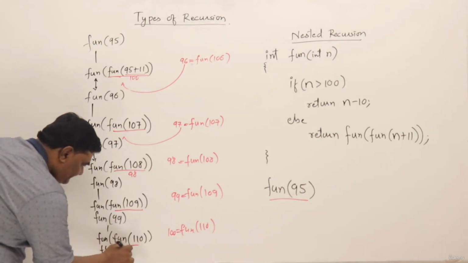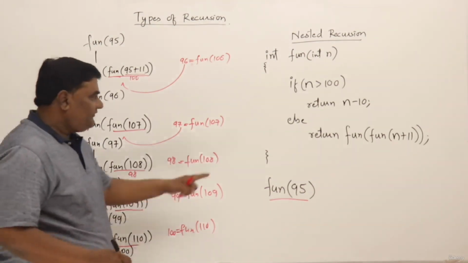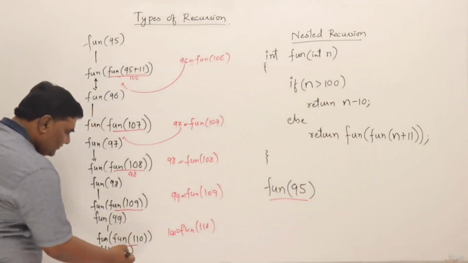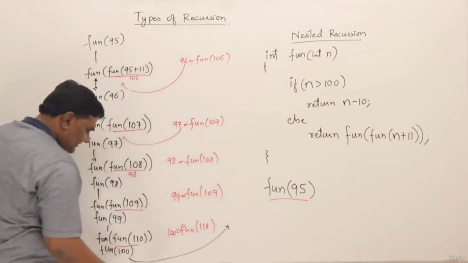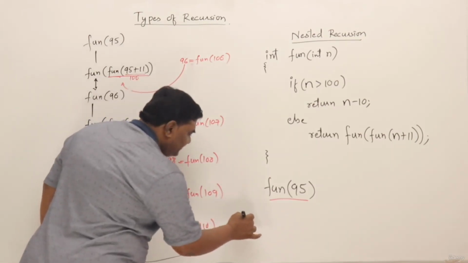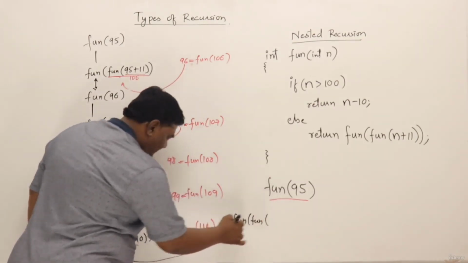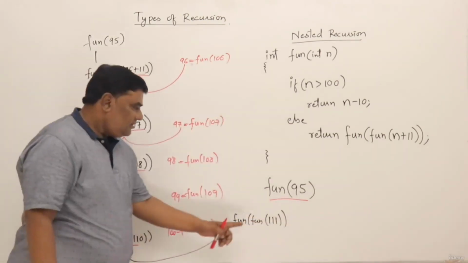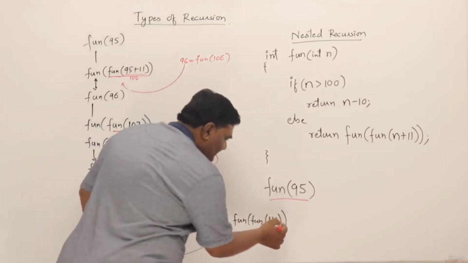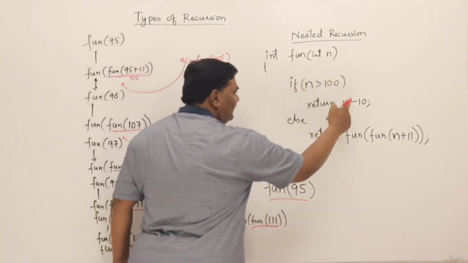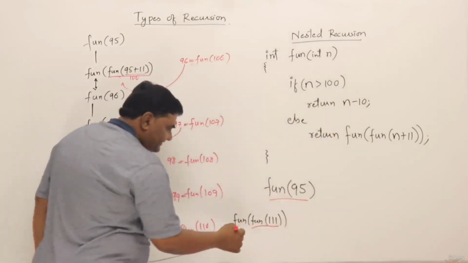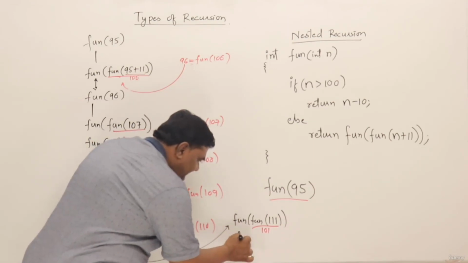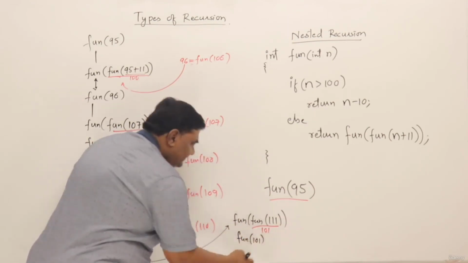So this call becomes fun of 100. Now 100 is not greater than 100, so it will enter into the else part. I have to continue here. So this becomes fun of 100 plus 11, so this is 111. Now fun of 111, this is greater than 100, so this is 111 minus 10. So this becomes 101. So this function call finally becomes fun of 101.